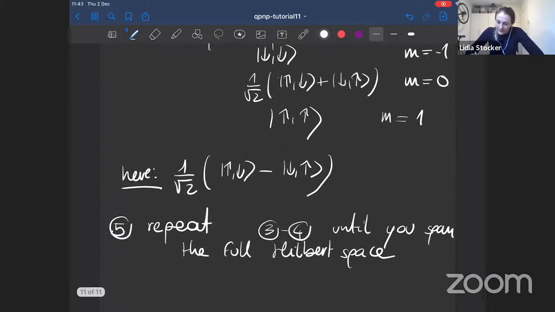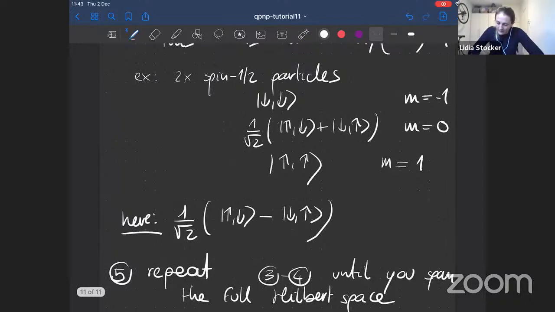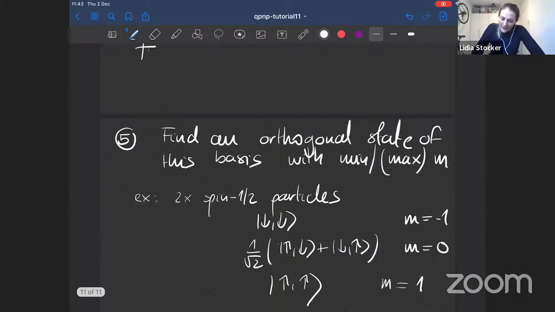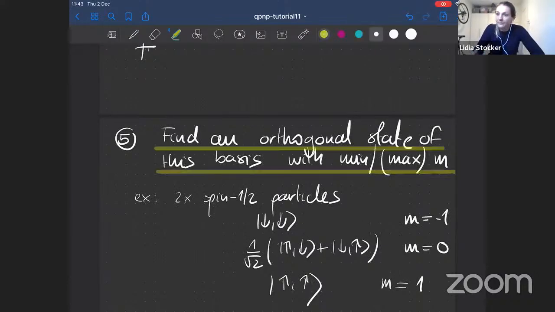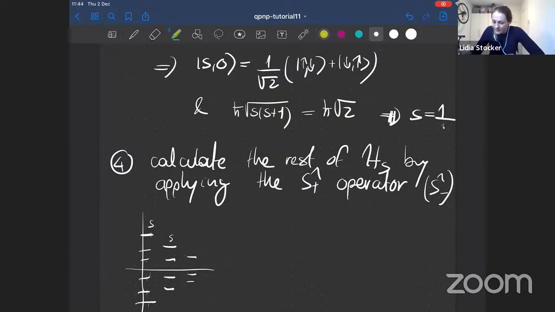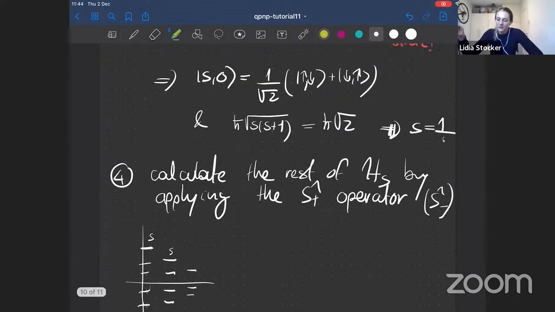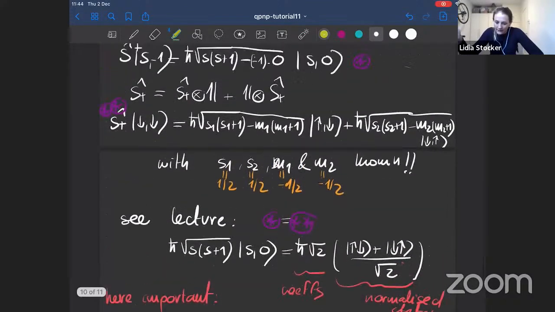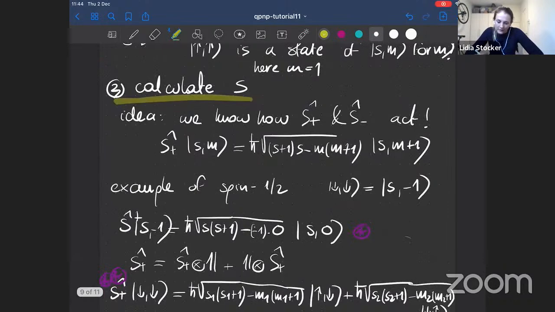What is 3 and 4? If we now have a state with the minimum value possible of m, we then apply the rest of this subspace applying S plus and S minus operators. And we calculate how this space is spanned, because we know that the S plus and S minus operators jump from one eigenstate of S squared to the other, with the properties we also know. So we can also, actually we should also calculate the S. So yeah, okay, no, this is correct.